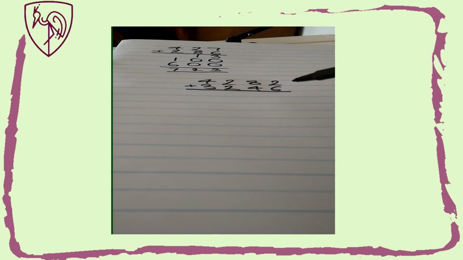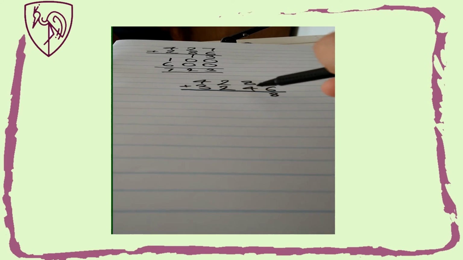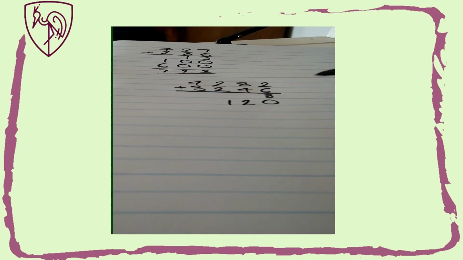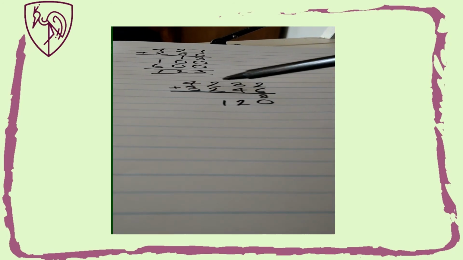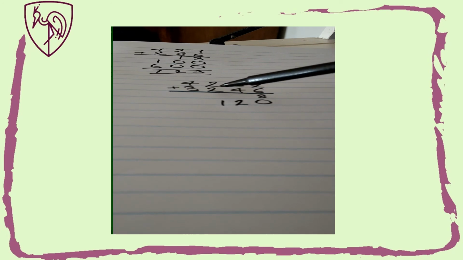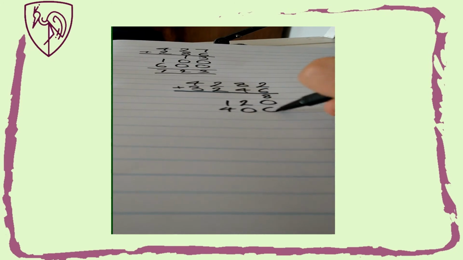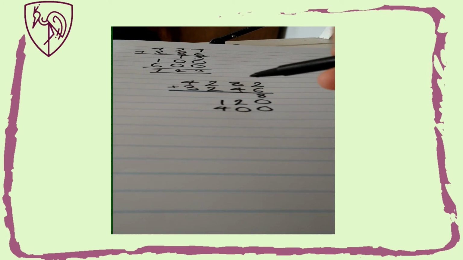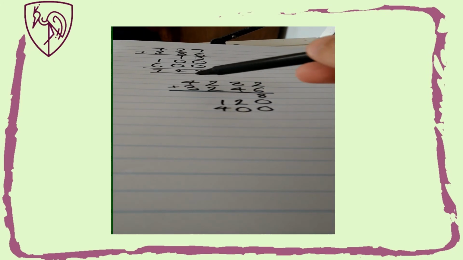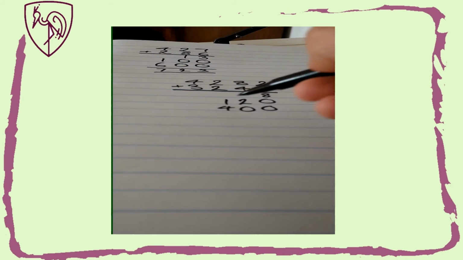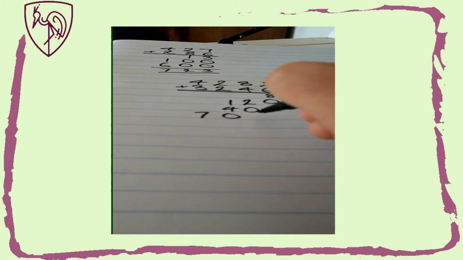Start with our ones. We've got 2 and 6 gives us 8 ones. We've got tens. We've got 8 tens and 4 tens. Well, 8 add 4 is 12, but 80 add 40 is 120. We've got our hundreds. We've got 2 and 2, and 200 and 200 would be 400. Remembering our place value there to make sure we get the right value. Finally, with our thousands, we've got 4 and 3. 4,000 and 3,000 is 7,000.